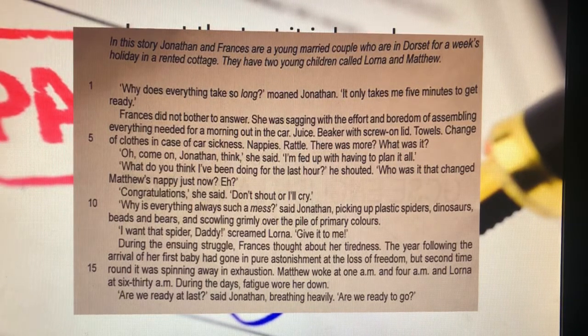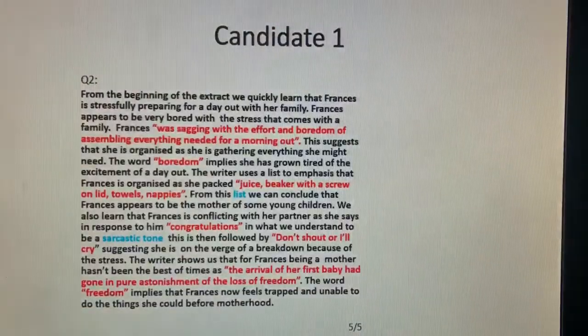As you can see, there's two characters in this extract, and you've got to be careful you mention the right one. This extract has to be based on Frances, and you have to ignore the bit at the top there in italics. That was not part of the line count, so if you comment on anything in italics there, it would not get you a mark. Let's see what these students wrote.